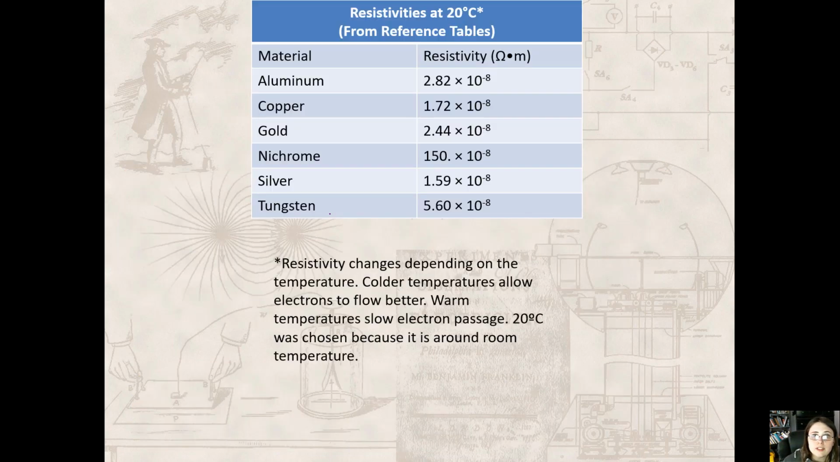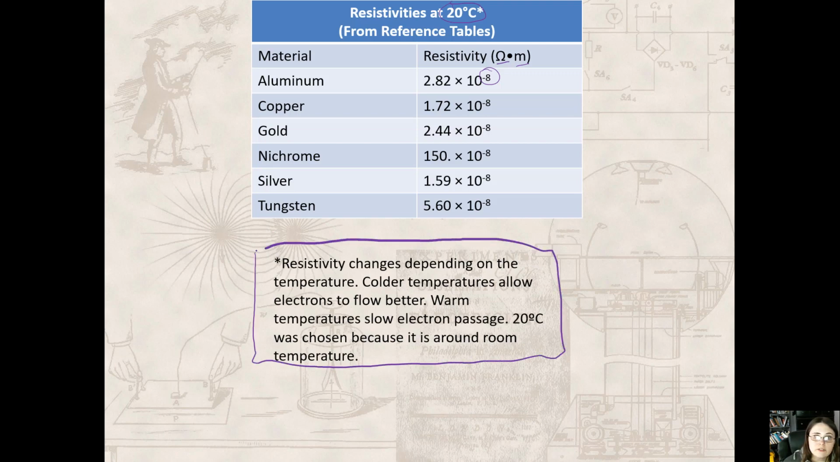This is from the reference tables. These are some of the materials, at 20 degrees Celsius: aluminum, copper, gold, nichrome, silver, and tungsten. The resistivity is measured in ohm times meter, and it's all times 10 to the minus 8th. This right here is really important: resistivity changes depending on the temperature. Colder temperature allows electrons to flow better. Warm temperatures slow electron passage. 20 degrees was just chosen because it's around room temperature.